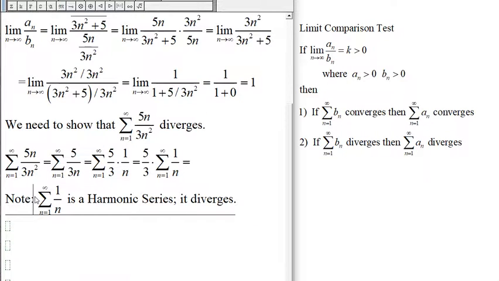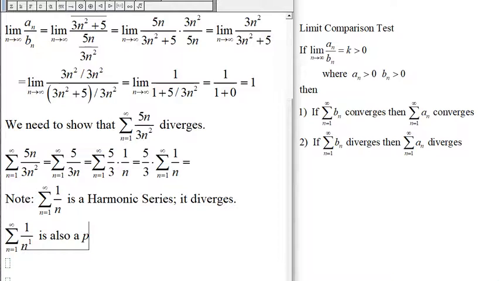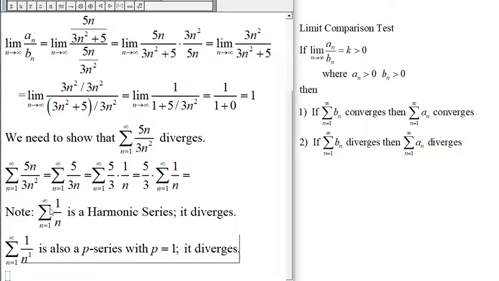But this is also the same as a P series. Here, this is the same as n to the first right here, with P equal to 1. And it diverges. Recall that if we have a P series and the P is less than 1 or equal to 1, then the series diverges. And so we have shown two things.